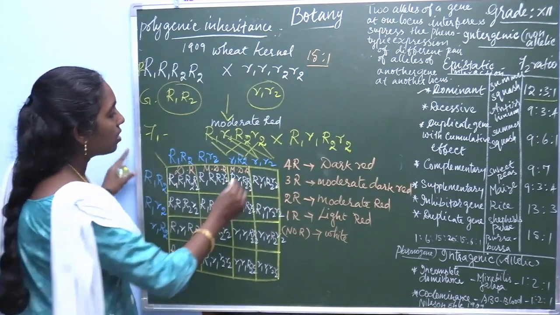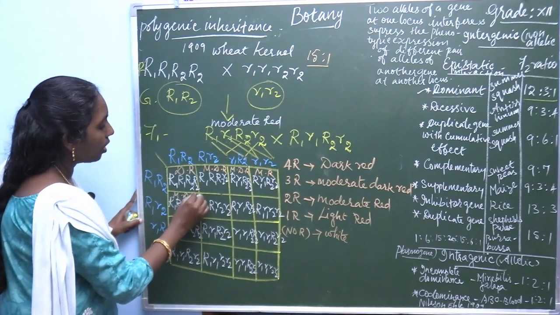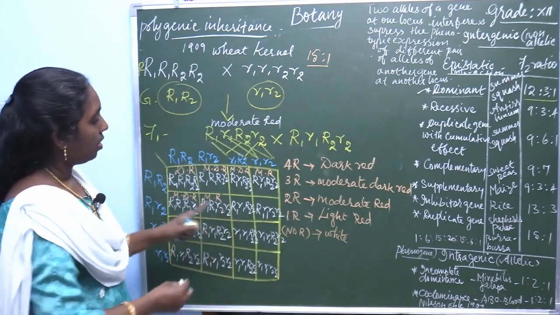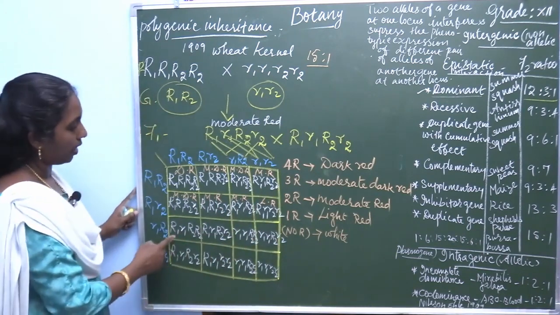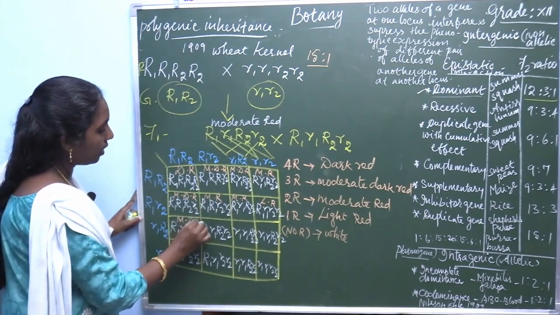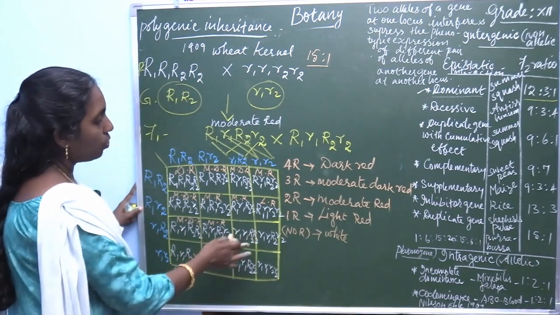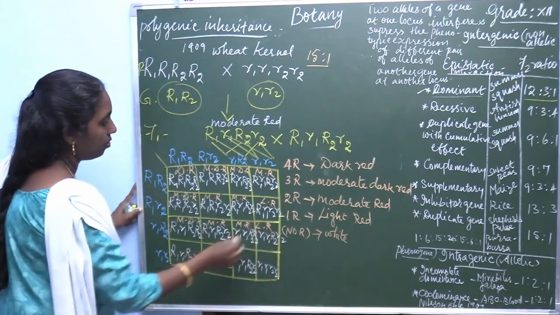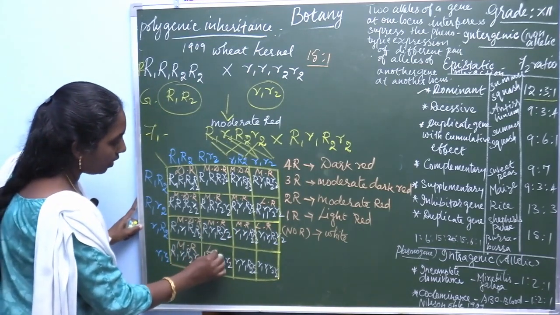Then 2R is moderate red. Here 3R is moderate dark red. Here 2R is moderate red. Then 2R again moderate red. 1R, it is light red. Here 3R is moderate dark red. 2R moderate red. 2R are moderate red, 1R is light red. Here 2R are moderate red, 1R is light red.